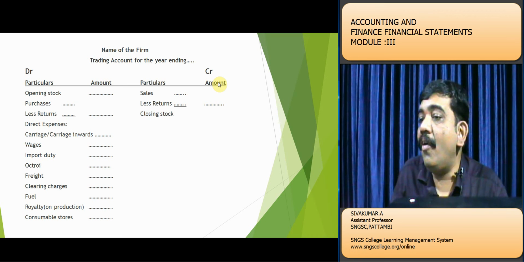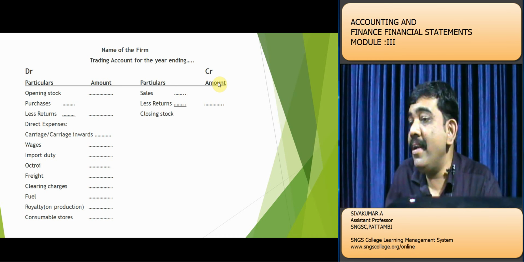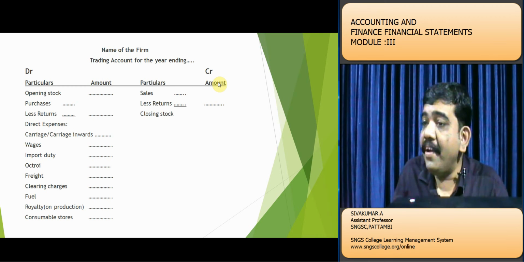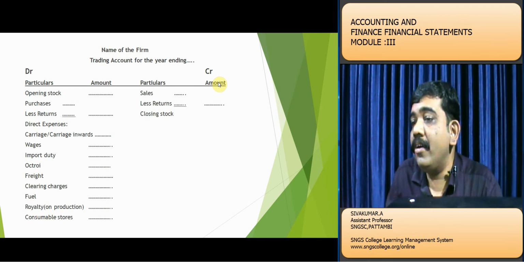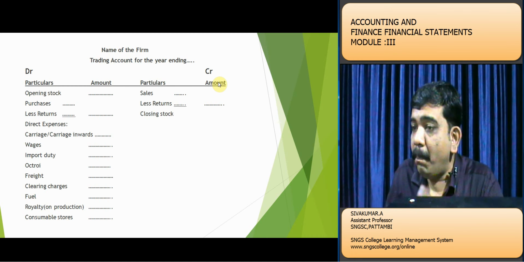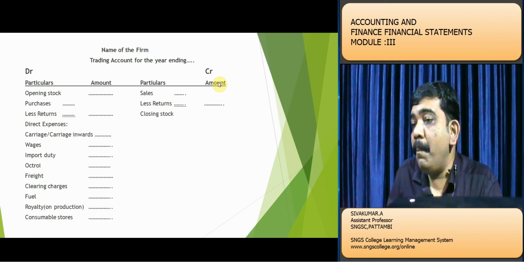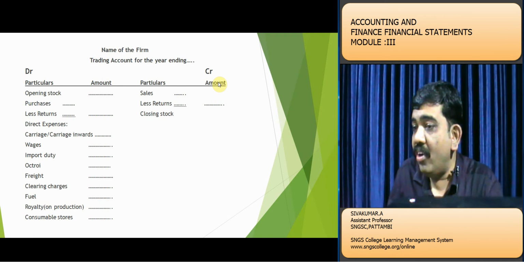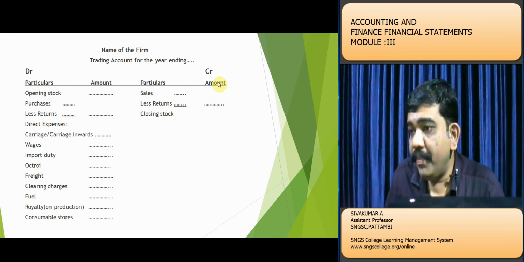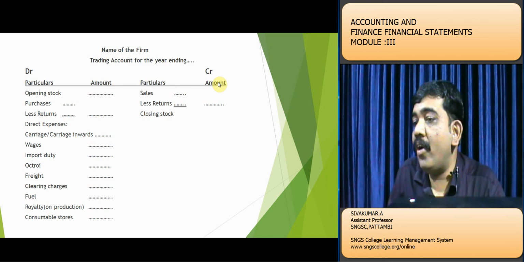Every trading account has two aspects. One is debit and the other is credit. You have to debit all direct expenditure relating to your business and you have to credit all direct income of your business. After entering debit items and credit items, you have to balance your trading account. If it is a debit balance, it is known as gross loss. If it is a credit balance, it is known as gross profit.